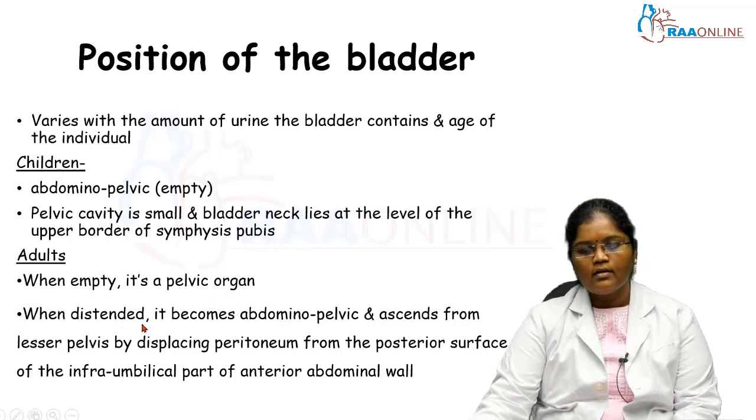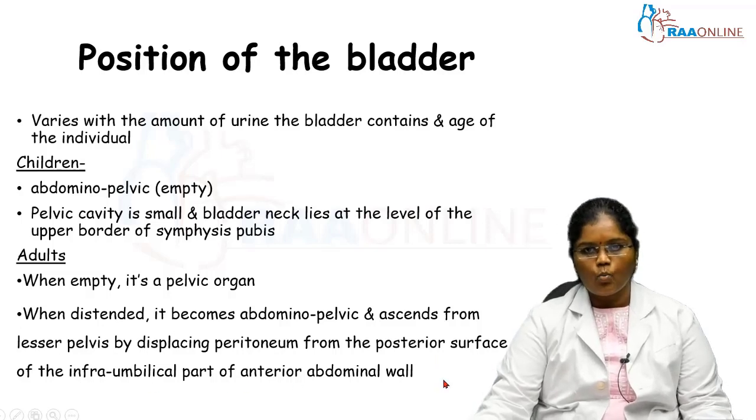When distended, it becomes an abdominopelvic organ and it ascends from the lesser pelvis by displacing the peritoneum from the infraumbilical part of the anterior abdominal wall.